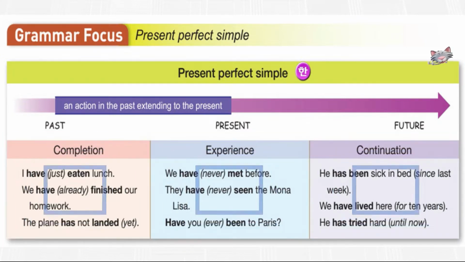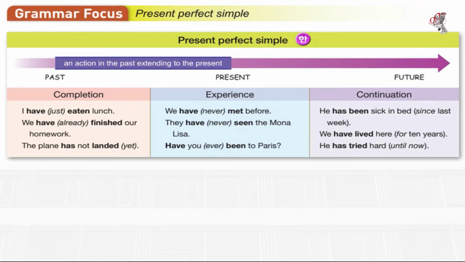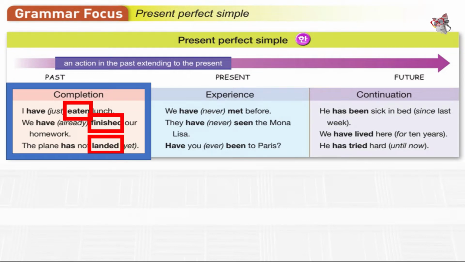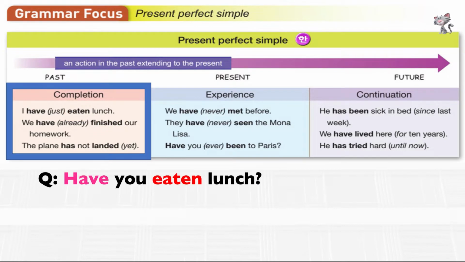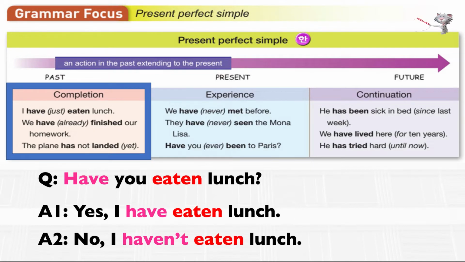Let's just look at some of these in example sentences. All right, looking at completion, let's look at the first one. So we want a question, have you eaten lunch? So you would have one option, yes, I have eaten lunch, or no, I haven't eaten lunch. So Yonghee, how about you? Have you eaten lunch today?